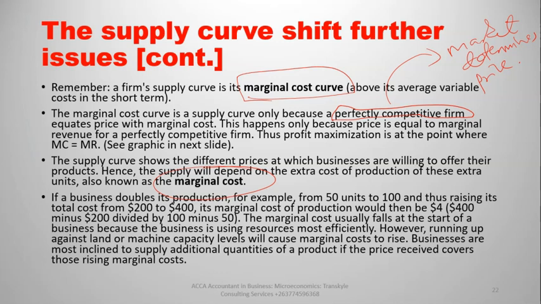The marginal cost usually falls at the start of a business because the business is using resources more efficiently. Okay, so this is why you see the marginal cost graph having some decrease in the initial stages of the business. However, running up against land or machinery capacity levels will usually cause marginal cost to rise because businesses are most inclined to supply additional quantities of a product if the price received covers those rising marginal costs.